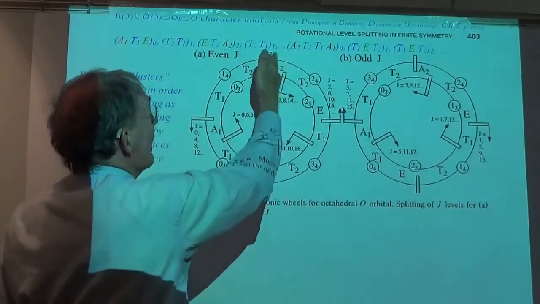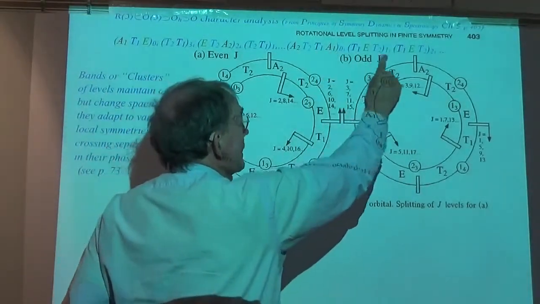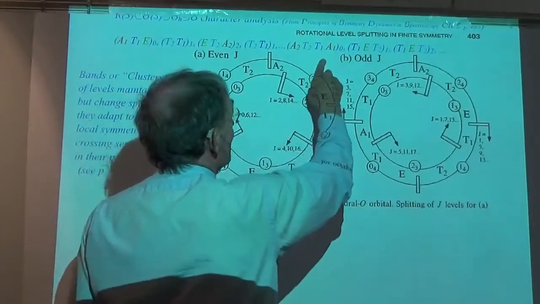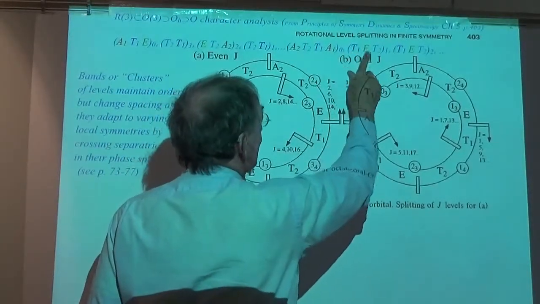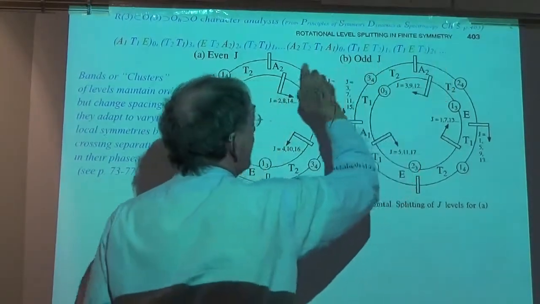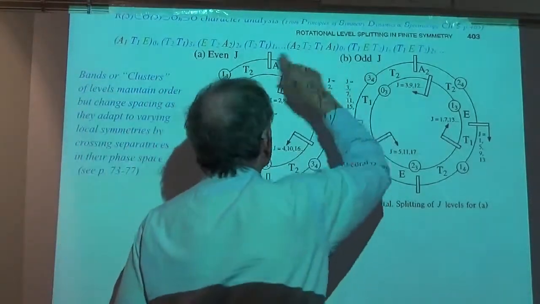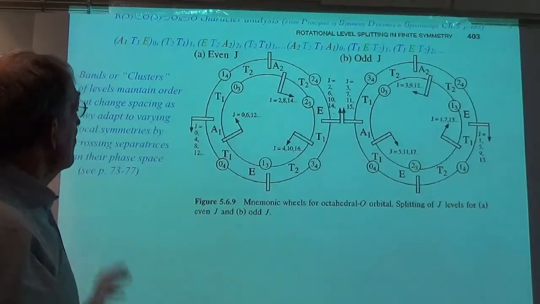You see, even when it crosses the separatrix and makes a new kind of set of clusters, it's the same ordering, you see, it is here. A1 T1 E, T2 T1, E T2 A2 would be the next one, you see. And so that's what this wheel is telling, and it's the same ordering basically for odd J or even J. It's kind of going in different directions. But I think that's a really good idea.